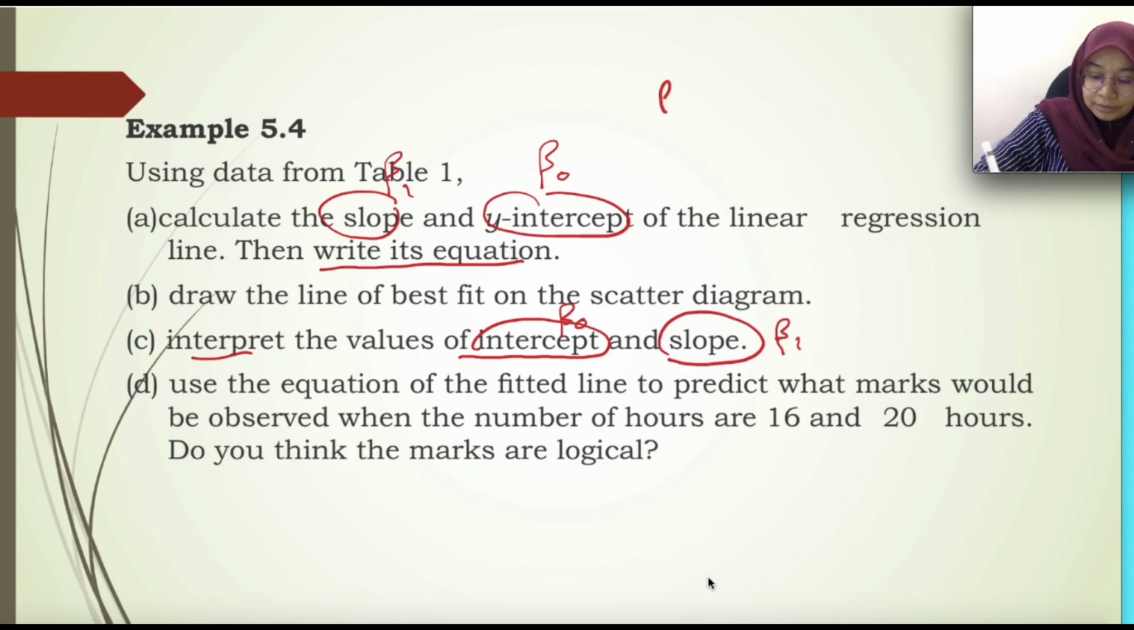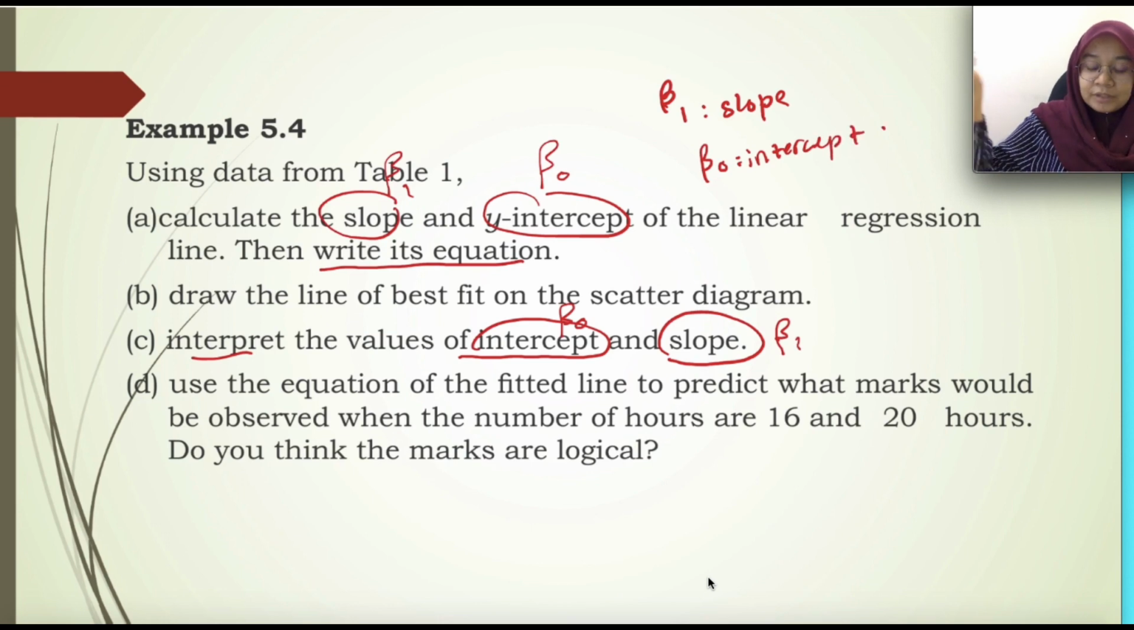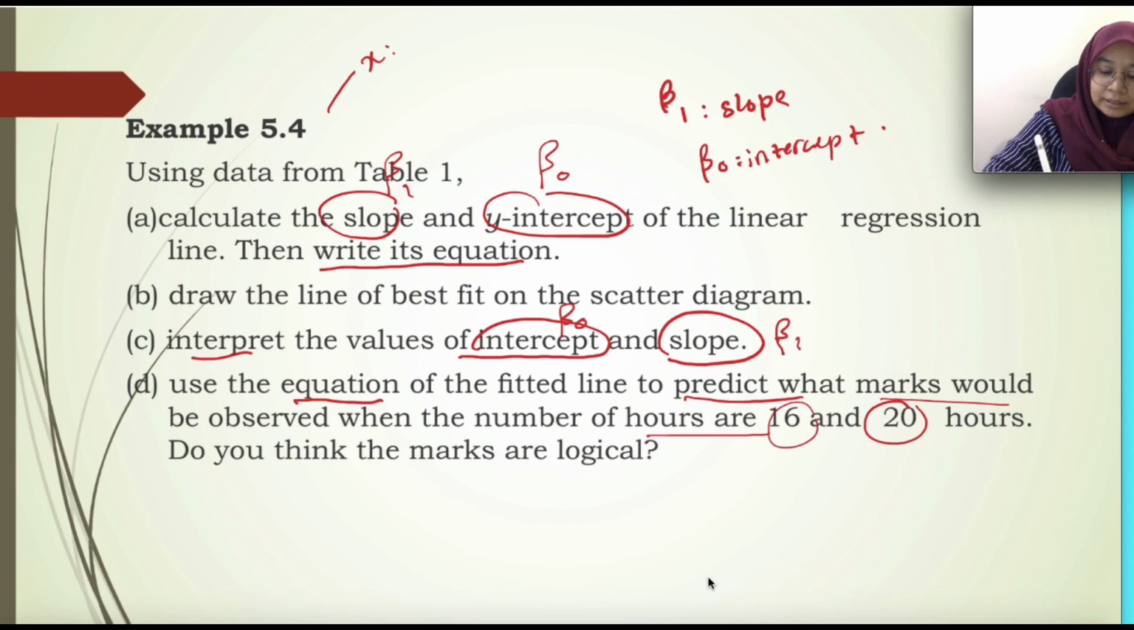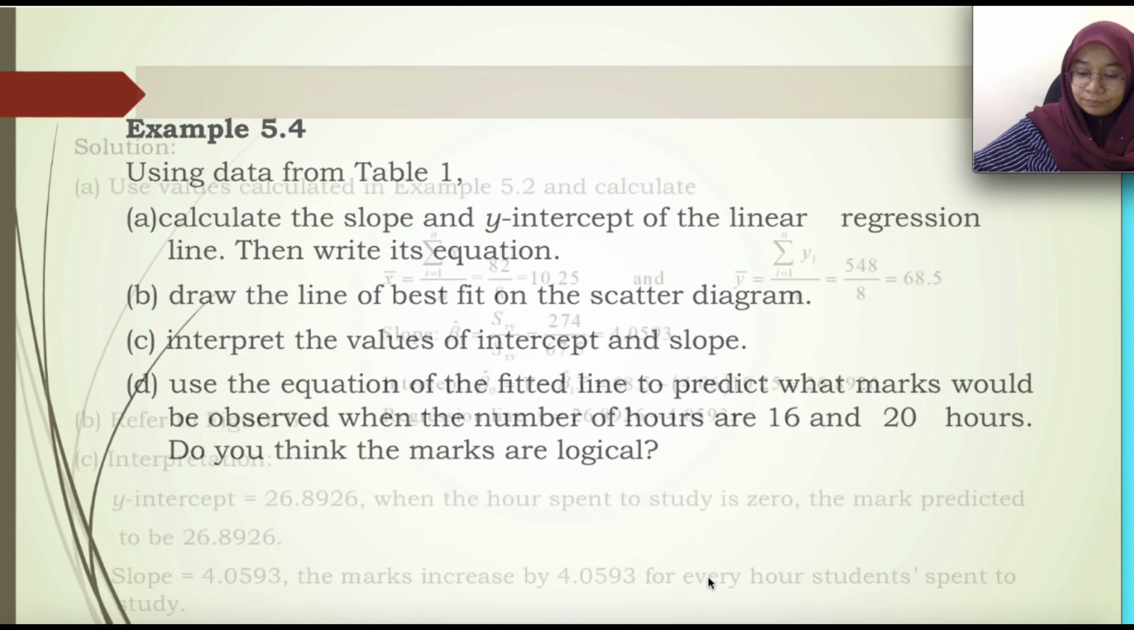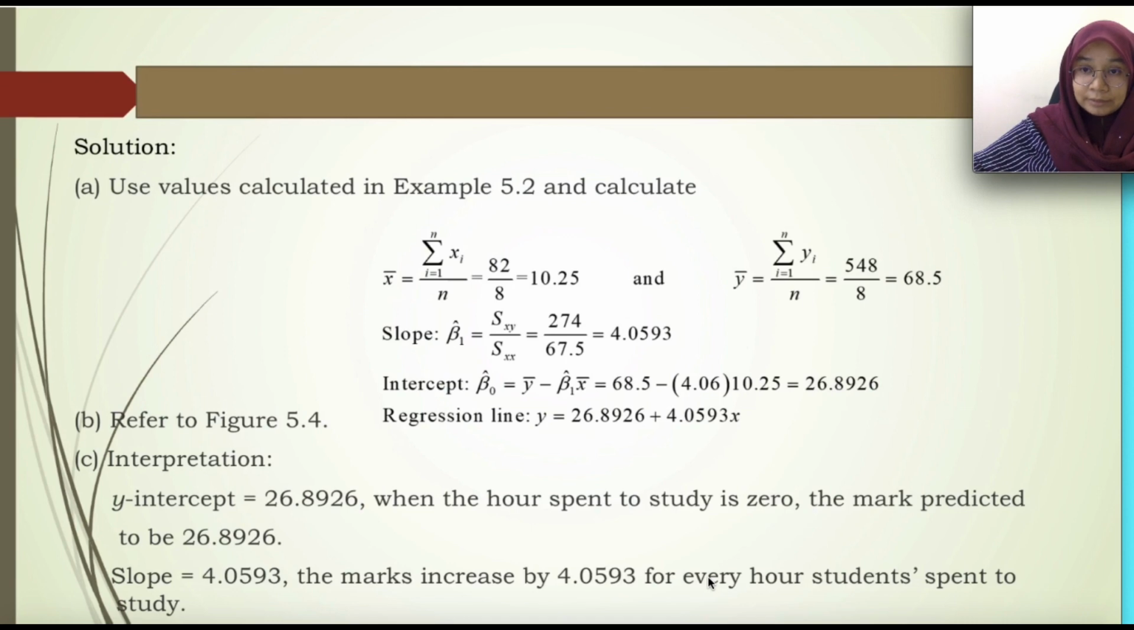Beta 1 is the slope. Beta naught is the intercept. And then last, use the equation to predict what marks would be observed when the number of hours are 16 and 20. This one is the data where X is hours, Y is marks. In the previous example, we have done our R, we have done our Sxx, Sxy, Syy.